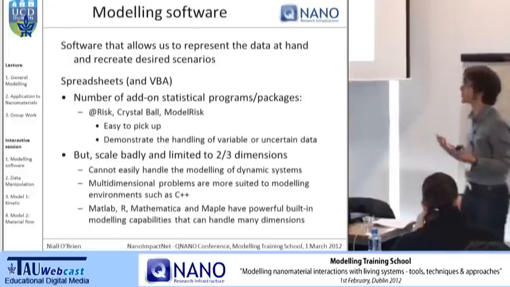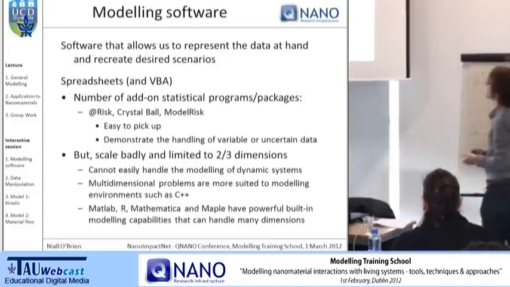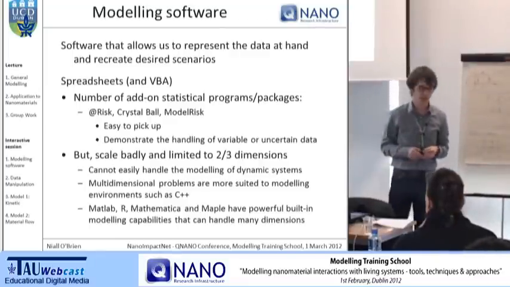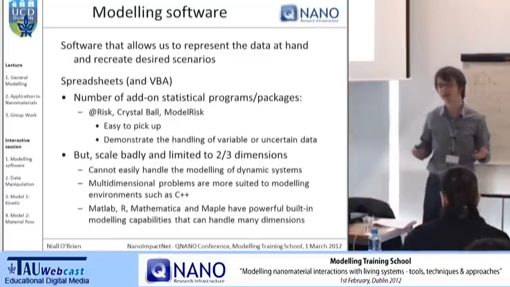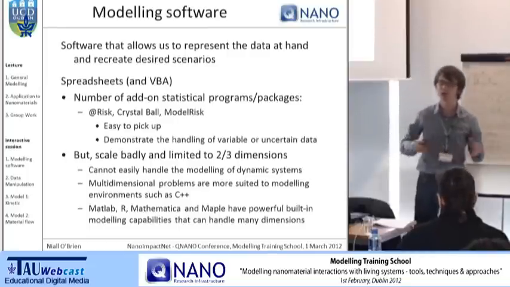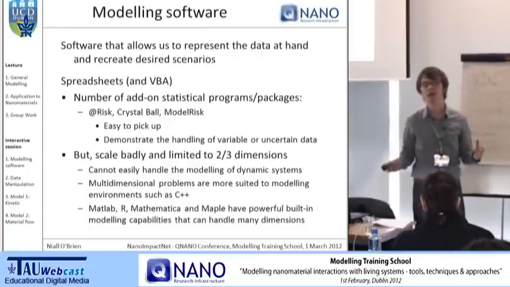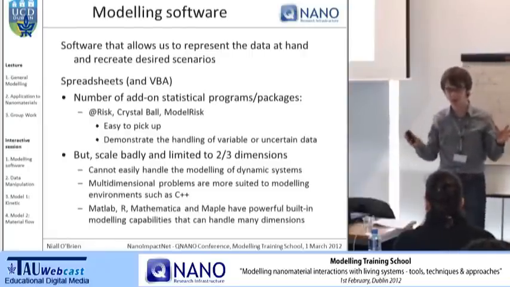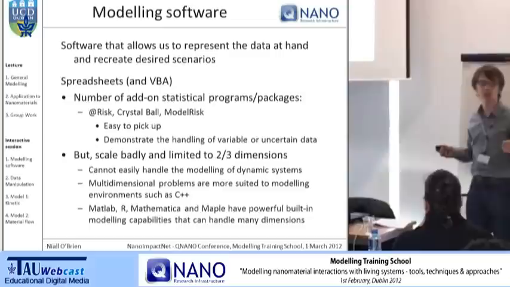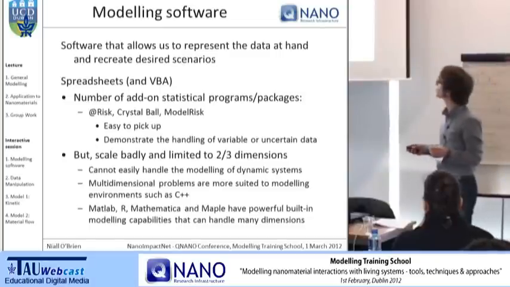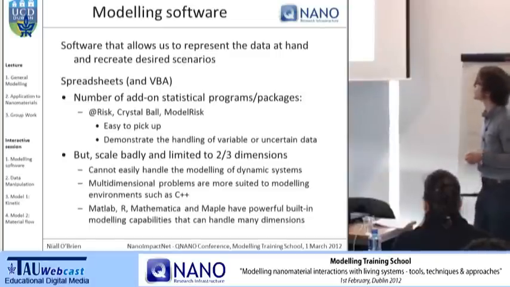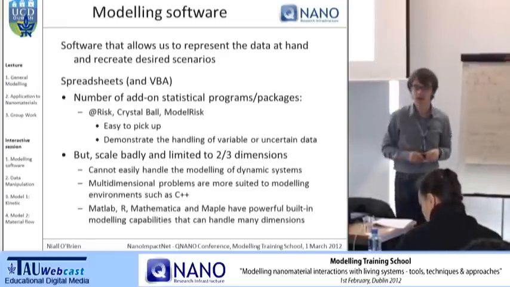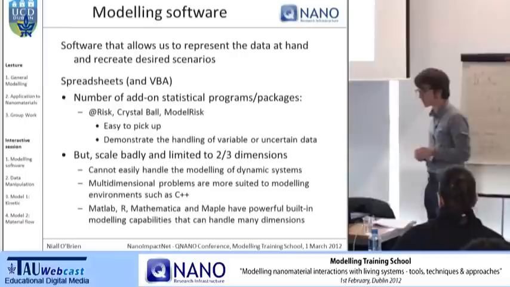Basically, modeling software is software that allows us to represent the data at hand and recreate desired scenarios, to run models. This can be, as I said, financial models, climate models, environmental models, biological or molecular models. Again, you need input, you need to represent the system you're interested in, have boundaries, and define the relationships within this system. It can be done through spreadsheets, so through Excel, and there are a number of add-ons, statistical programs and packages.